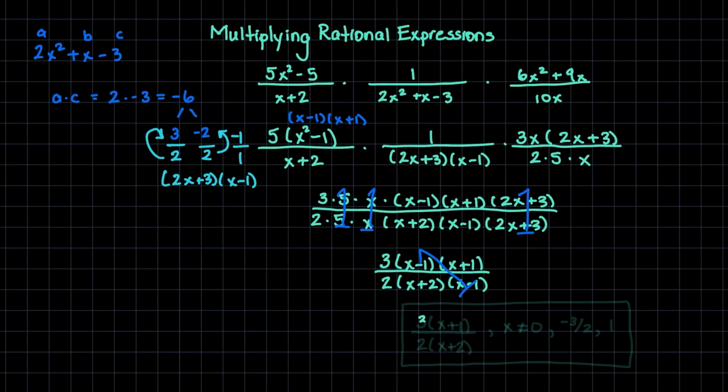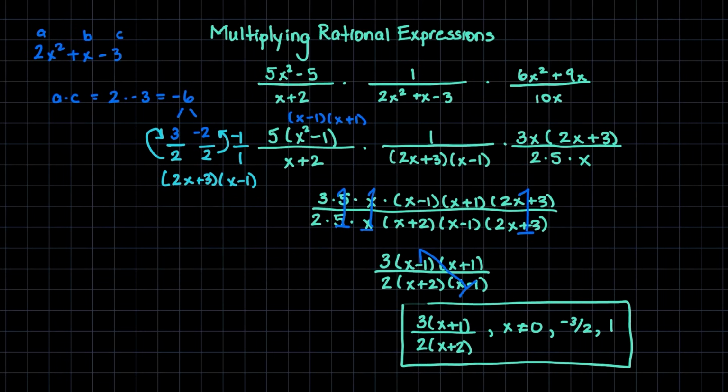So we're left with 3 times x plus 1 all over 2 times x plus 2, acknowledging x cannot equal 0, x cannot equal negative 3 halves, and x cannot equal positive 1. And that is our final answer.